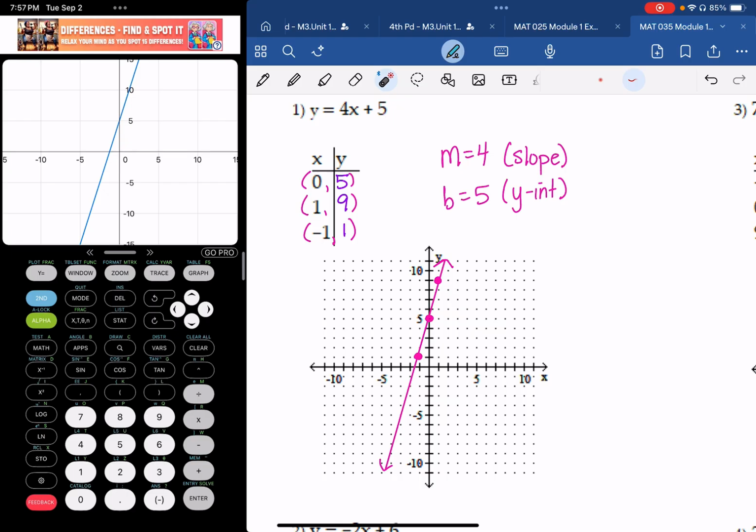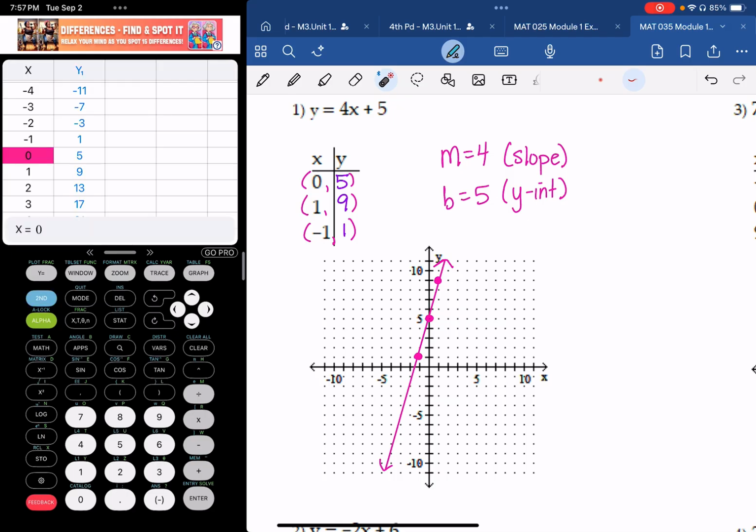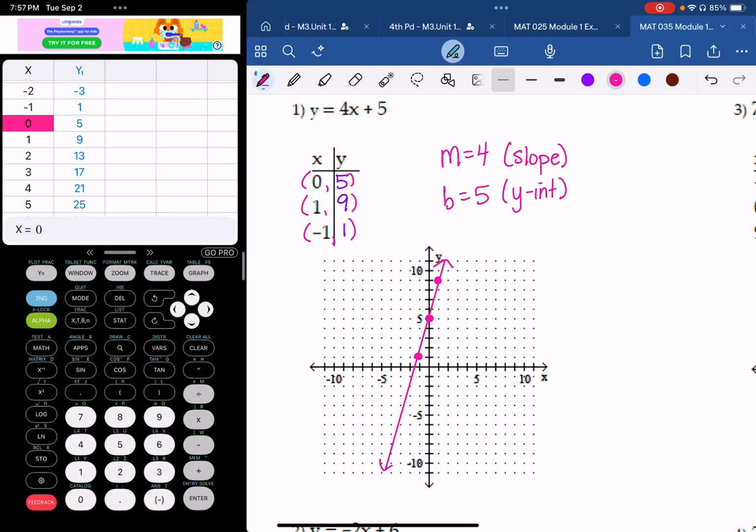Then we can look at a table. Okay, so if you want to go to your table, you're going to press second and then graph. And that's going to give you a table of values. And you can see based on our table that it gives us the same points. So you can see 0, 5, you can see 1, 9, and you can see negative 1, 1. So you can use your table to get these values if you want.